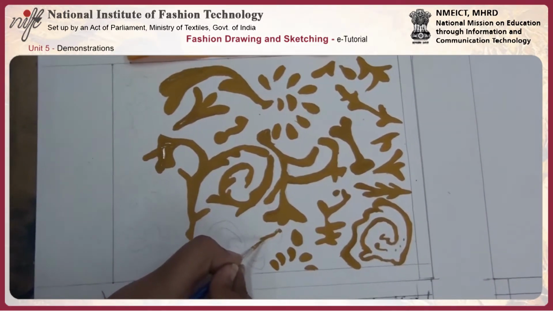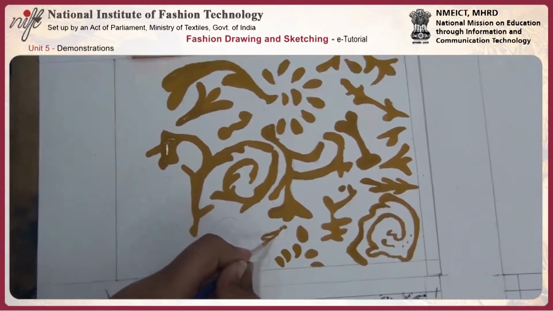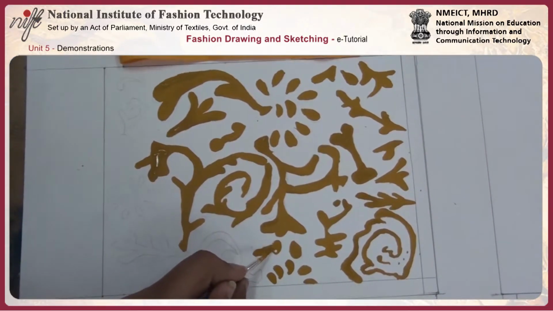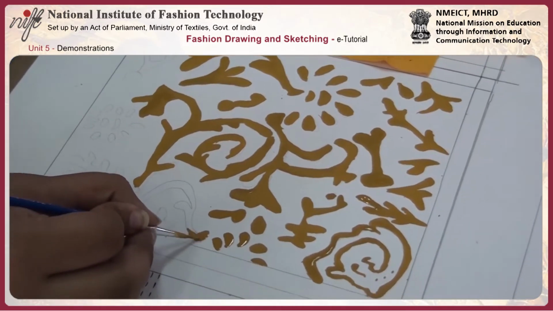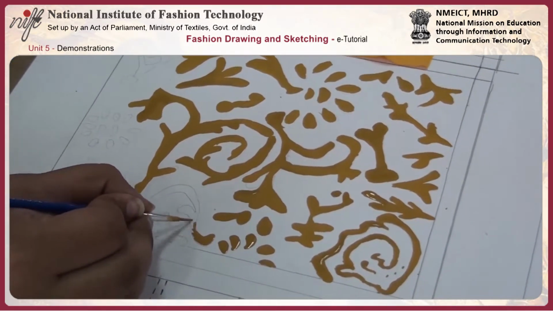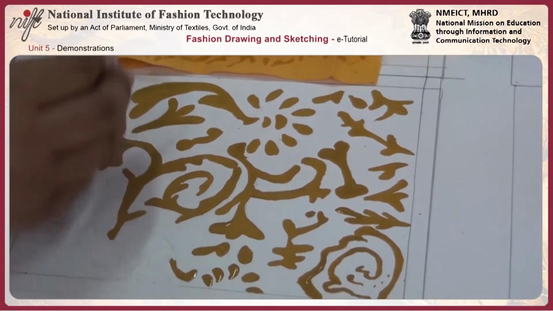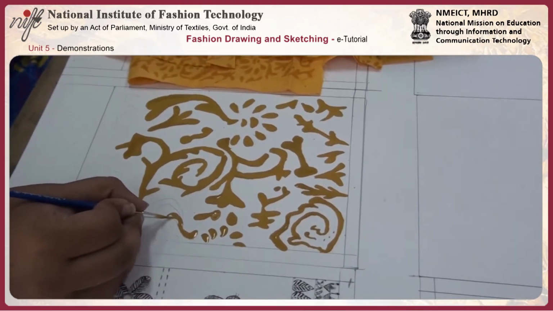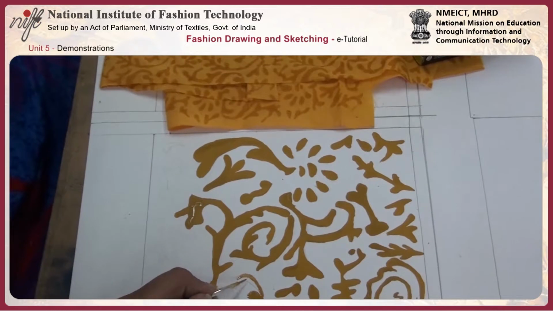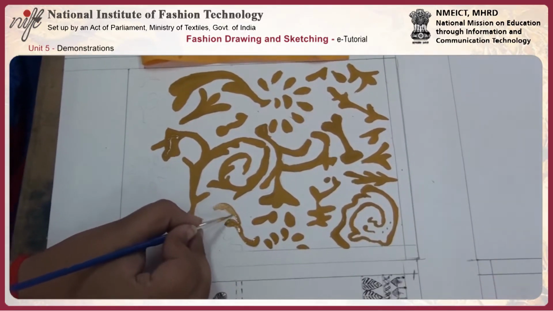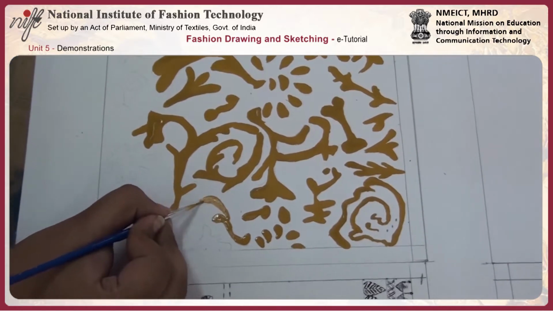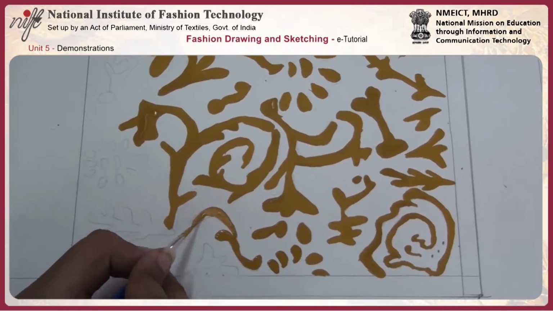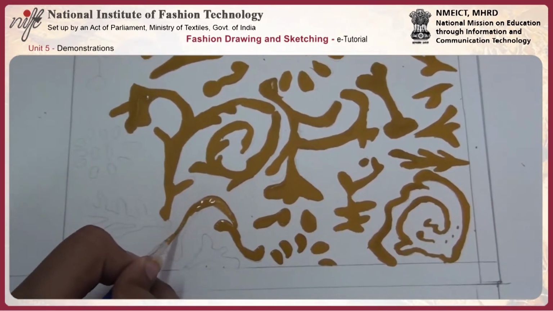Here you are watching the illustrator applying a brown shade. A pencil outline has already been drawn so that it's much easier to fill the various shapes. Here the illustrator is using a round tipped brush to draw a pattern.